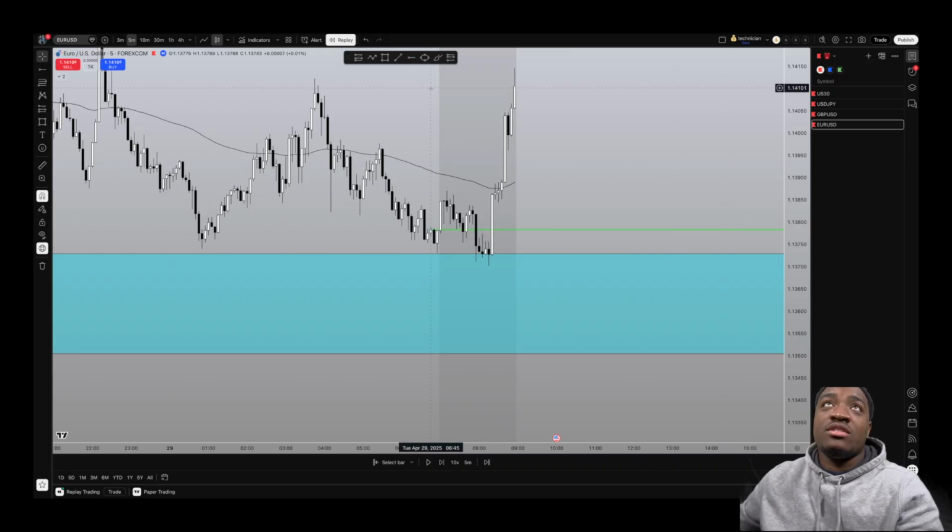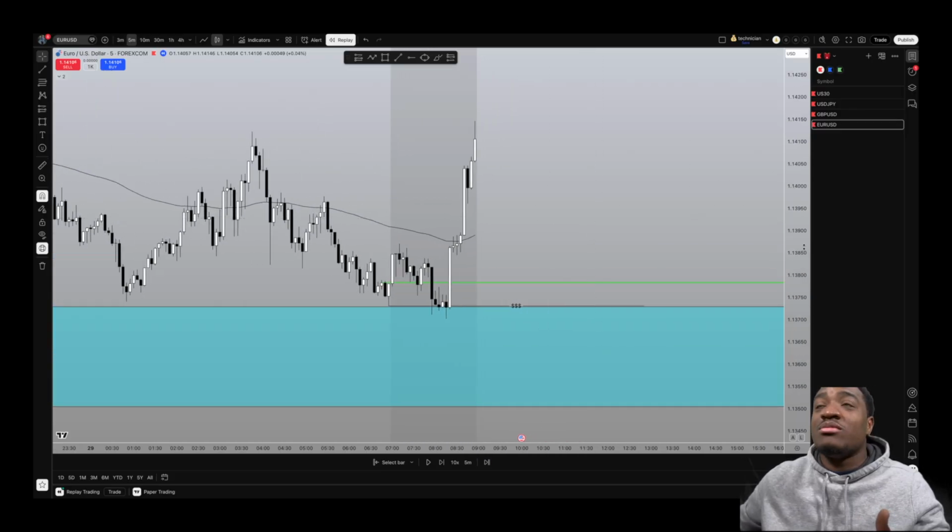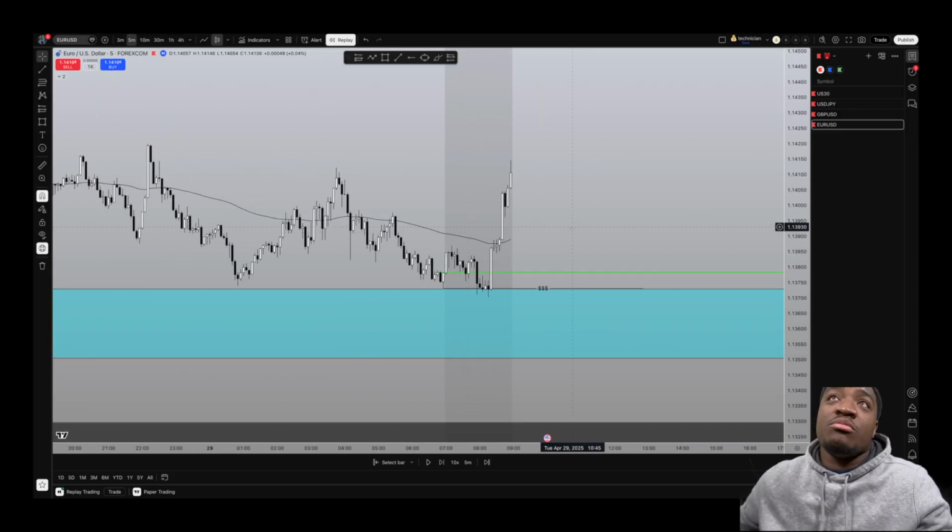We had that 5 minute shift of structure right here. We're looking for this liquidity to get taken, which it did. 5 minute liquidity got taken. You could have entered right here at 8:20, which I don't really recommend because I don't take trades before 8:30. But that could have been an entry point.